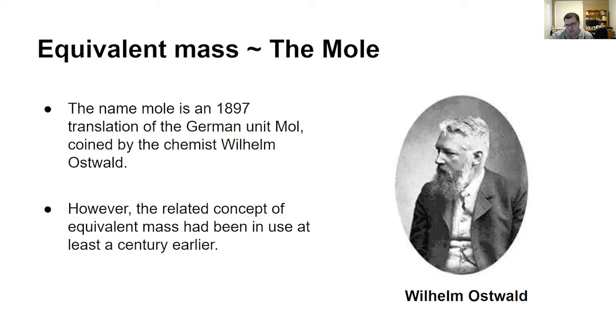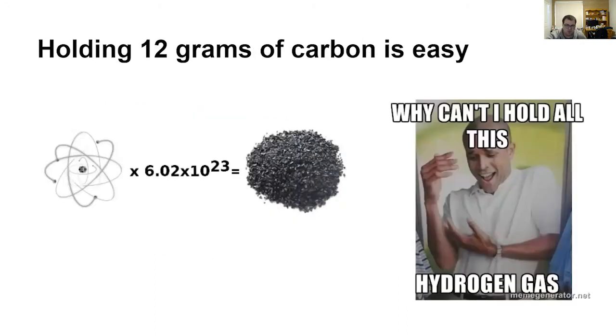However, I will point out that the idea of equivalent mass has been cited at least 100 years earlier than the work of Ostwald. With all those ideas coming together, the mole is a measure of a number of particles. And our gold standard for that is that when we have exactly 12 grams of carbon, we have 6.022 times 10 to the 23 atoms of carbon.